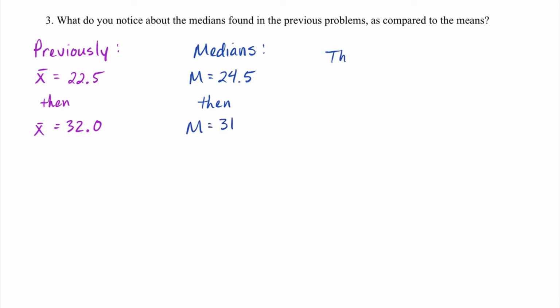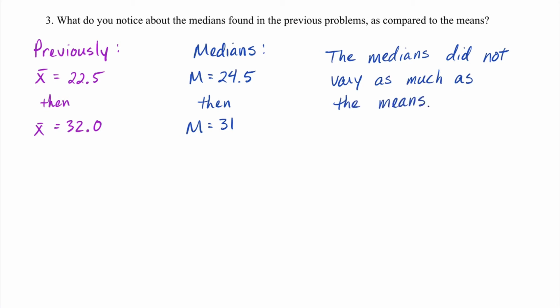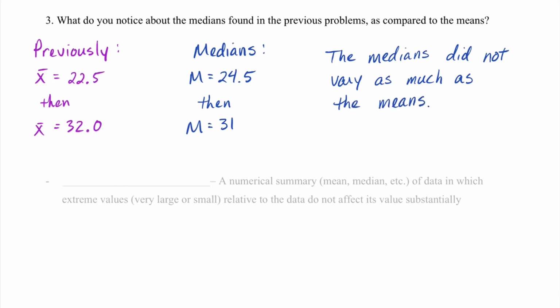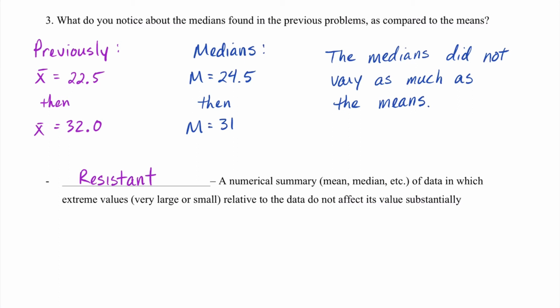The whole point of the question would be to recognize that the medians did not vary as much as the means did. From the first to second sample, we had a mean increase of almost 10, while the medians increased by less than 7. This is just a little introduction to the idea of resistant, a numerical summary, a mean, median, etc. of data where extreme values, whether they're very large or very small, relative to the data, don't affect the value substantially.